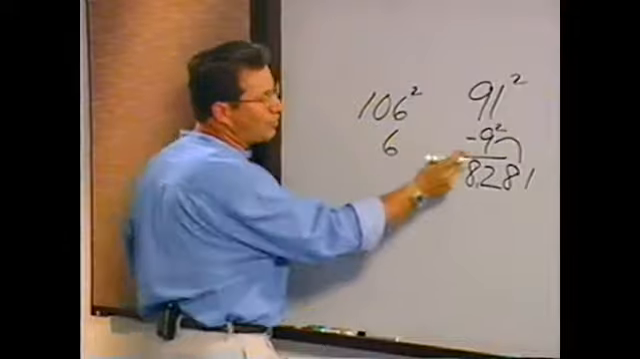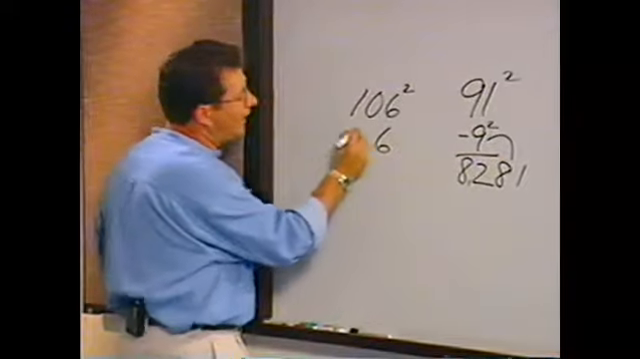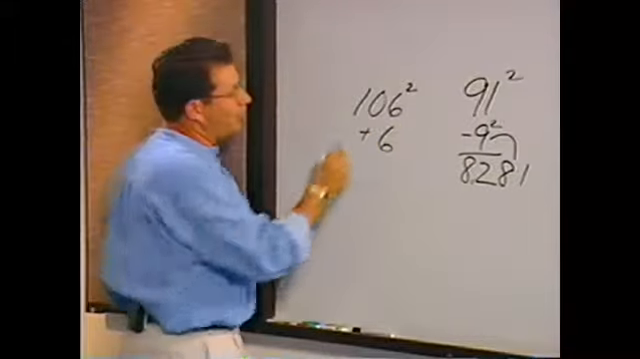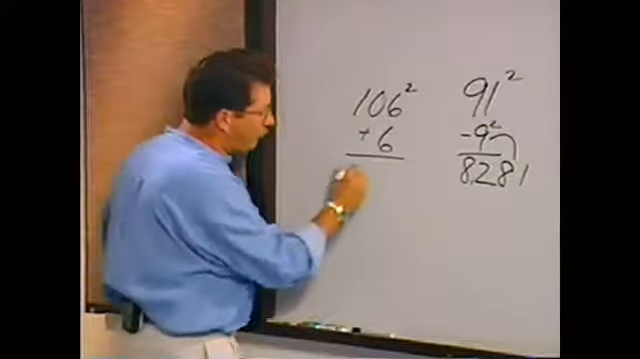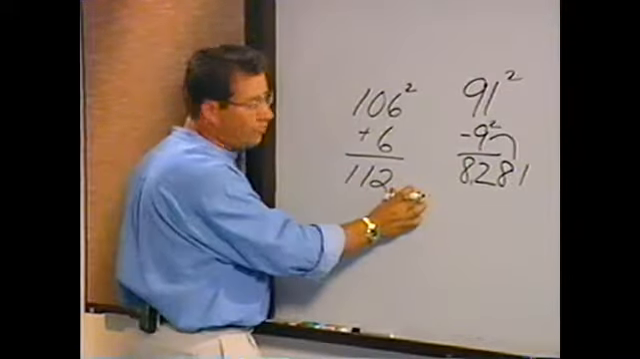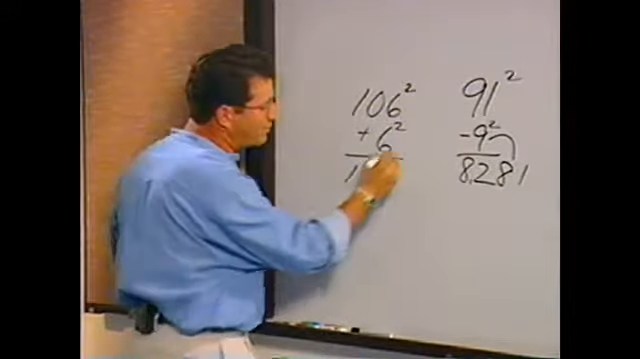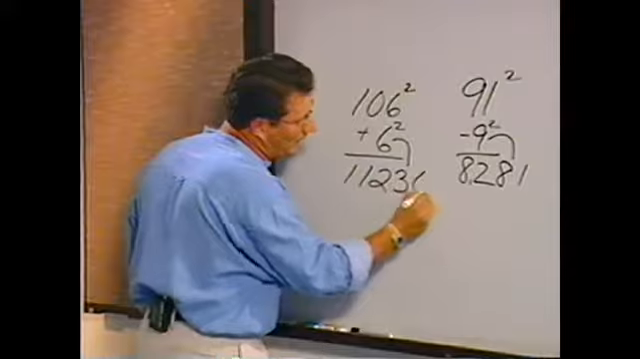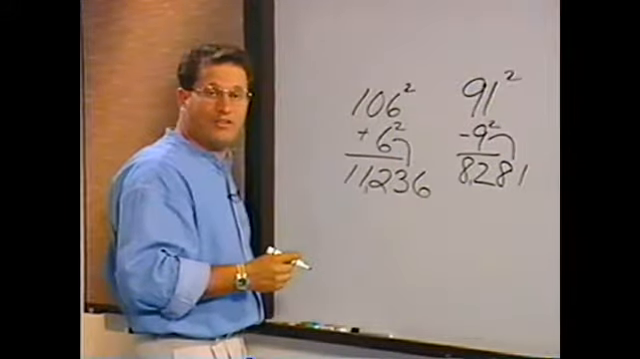So now, when it was under 100, you see how we subtracted? But when it's over 100, we're going to add. So let's try this. What's 106 plus 6? The answer is 112. And now, to get the last part of the answer, just square that number in the middle. What's 6 times 6? 36. Drop it down in the back, and the answer to 106 times 106 is 11,236.